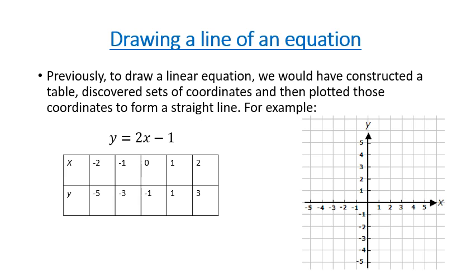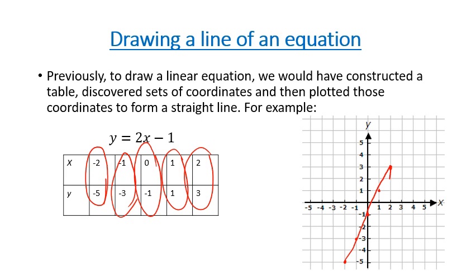So for example, our first coordinate in our table would have been -2, -5. And then we would have had -1, -3, 0, -1, 1, 1, and 2, 3. So essentially you're plotting these coordinates here, and that would have given you a straight line. But we're now going to explore something a little bit different.